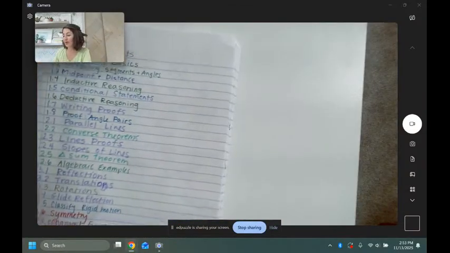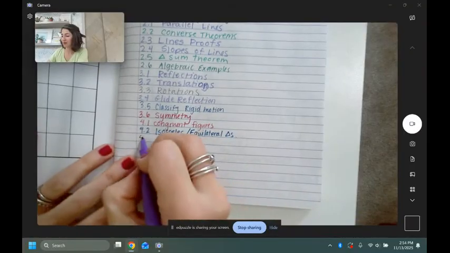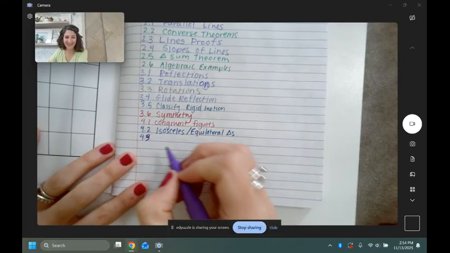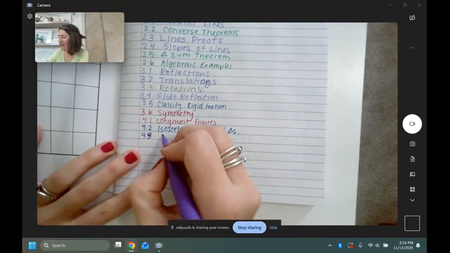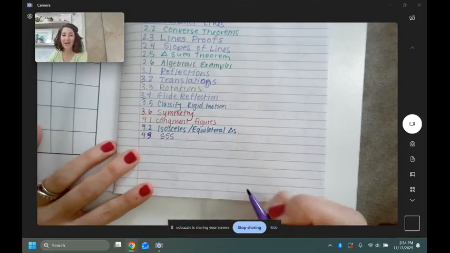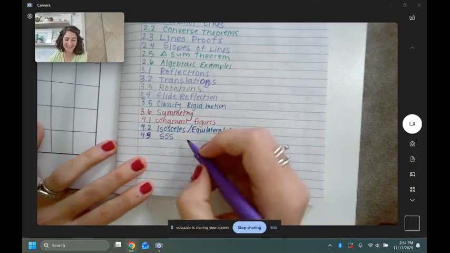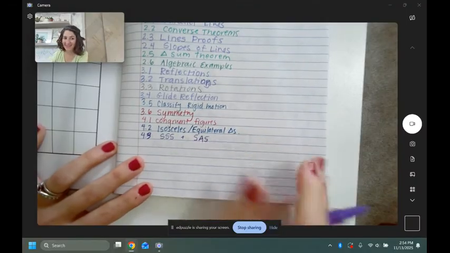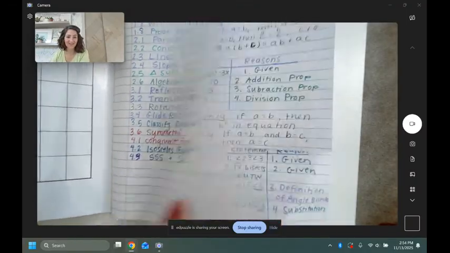Here's 4.3. 4.3, that's not a good sign. And we are going to talk about one postulate and one theorem today. One's called SSS and one is called SAS. Get excited. What does it mean?